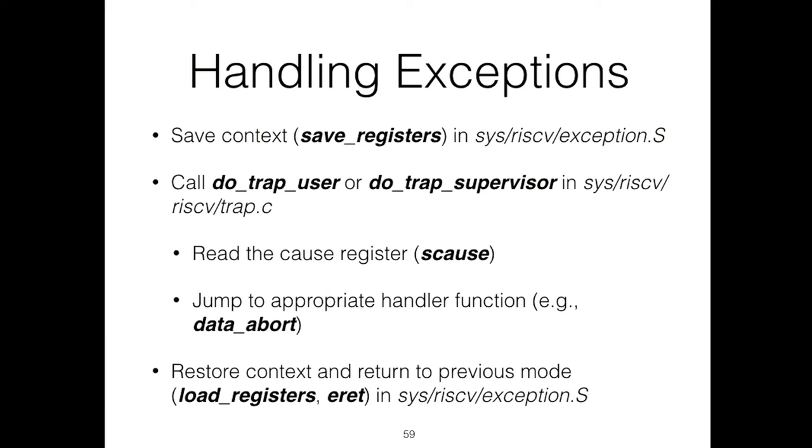The first thing you'll do when you handle an exception is save the context. There's an assembler macro called save registers, and you can find that in exception.s. And then you'll call either do trap user or do trap supervisor, depending on if you're coming from user mode or from supervisor mode, and that's in trap.c. And then there's this scause register that I mentioned earlier, and that's how you determine what exception triggered.